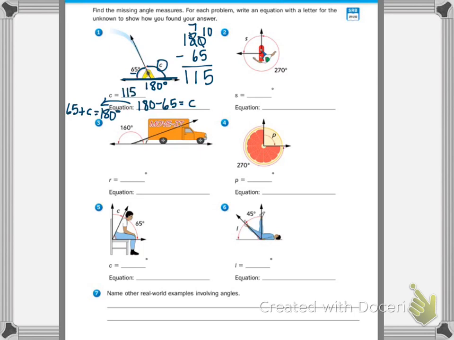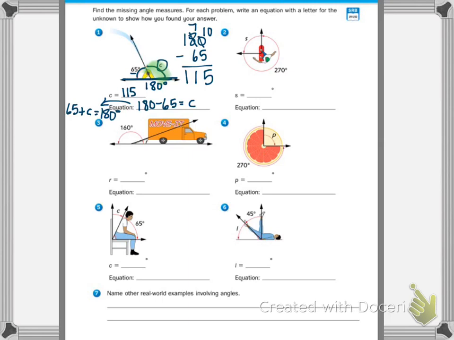Now, does that look like a 115 degree angle? Does it look obtuse, angle C, right here? I would say yes, it does. And so that is an answer that makes sense. If you got, let's say, 15 for this, you would know that's wrong because angle C is obtuse, which means it has to be greater than 90.